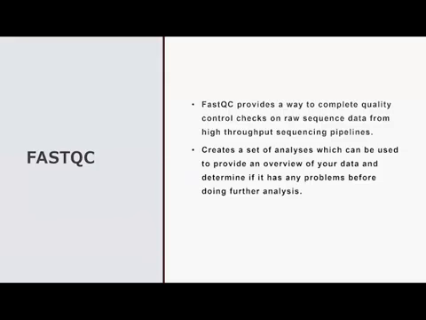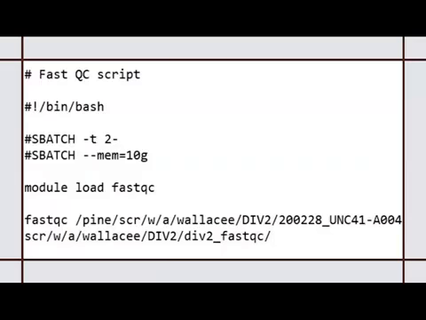FastQC provides a way to complete quality control checks on raw sequence data from high throughput sequencing pipelines. It also creates a set of analyses which can be used to provide an overview of your data and determine if it has any problems before doing further analysis. So here's an example of the code that I used.